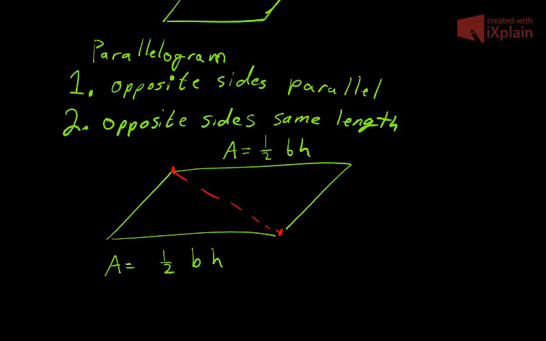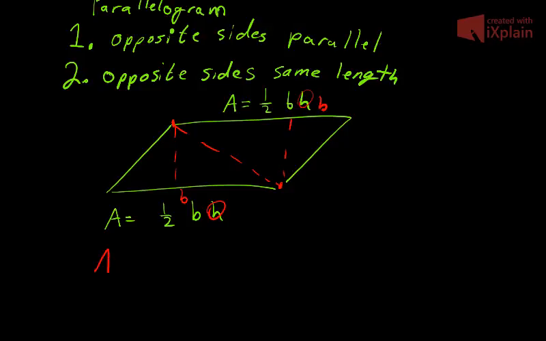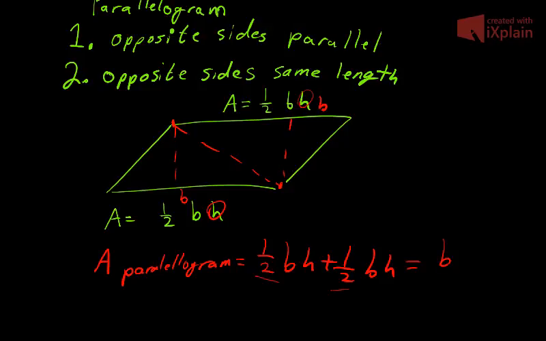The really nice things about parallelograms, again, is that the base here and the base here are going to be the same, and the height here and the height here are also going to be the same, which means that the area of our parallelogram is going to be 1/2 base times height plus 1/2 base times height. And if we combine like terms here, 1/2 plus 1/2 is 1, so it's just going to be base times height. The area of our parallelogram at the end of the day is base times height.